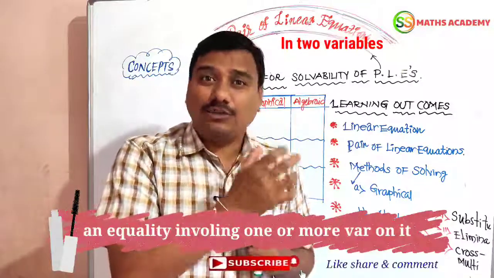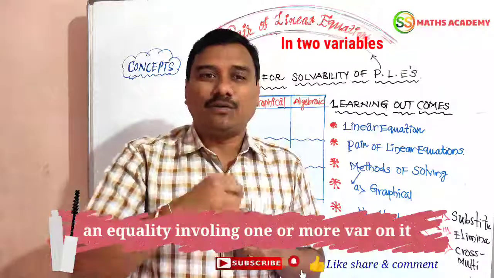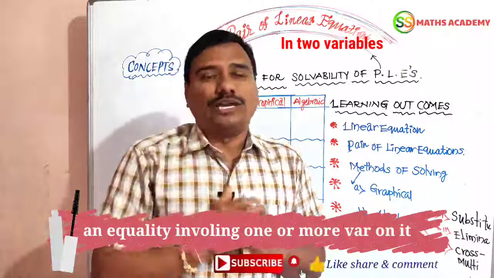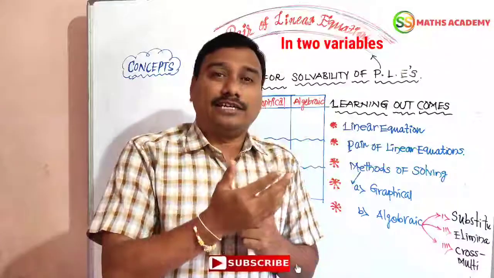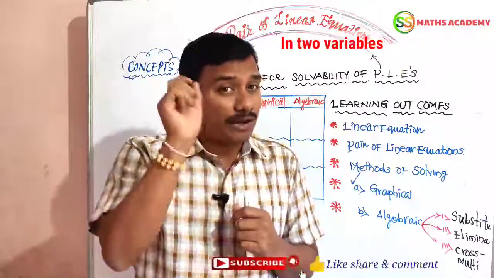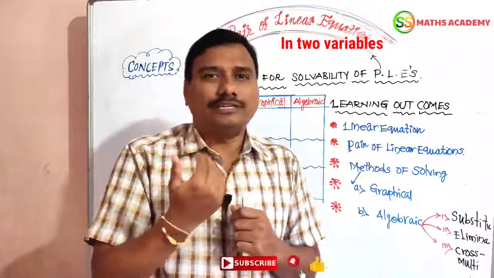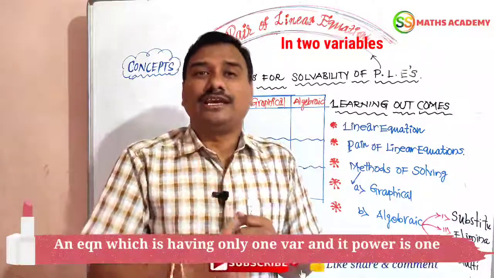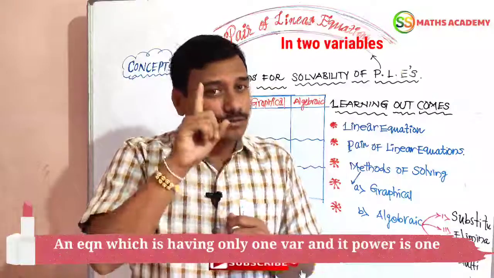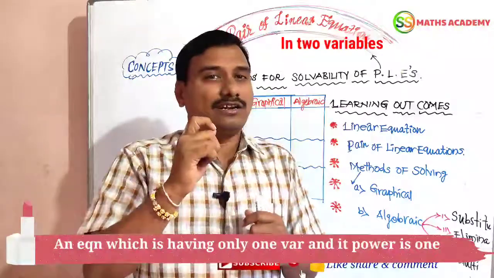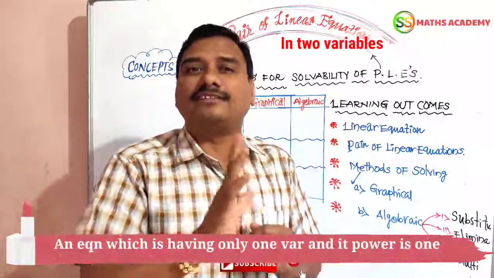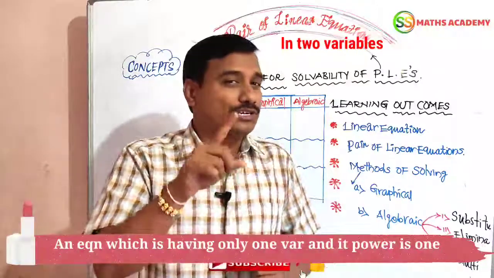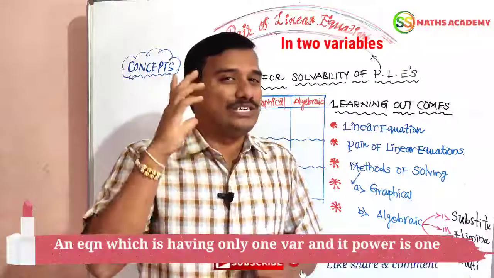An equality which is involving one or more variables is called an equation. Clear? Now examples: 2x equals 5 and a plus 3 equals 7. These are examples of equations, in which algebraic terms will be there. What is a linear equation? An equation which consists of only one variable, and its power is one only, is known as a linear equation or a simple equation. It has a unique solution. That means one and only one solution it consists.